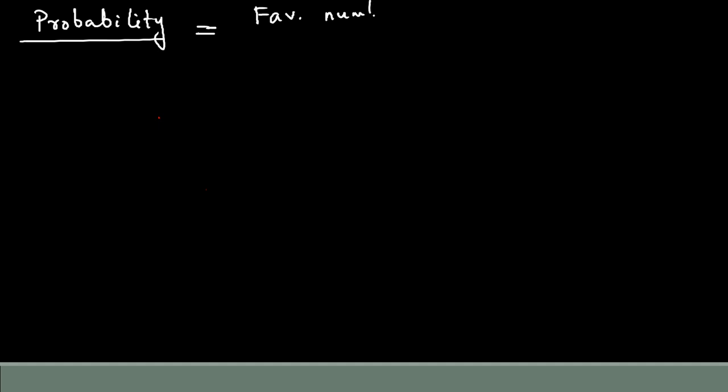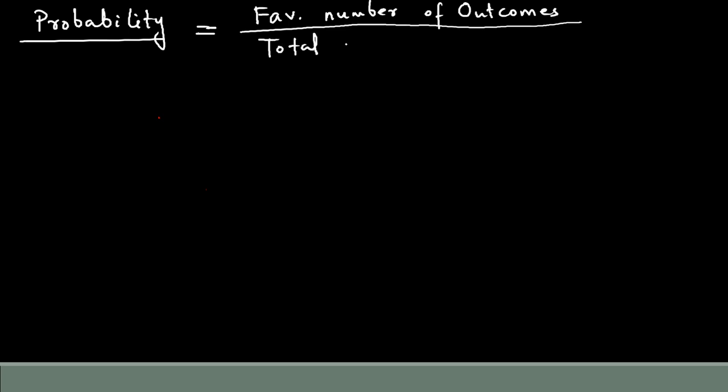Okay, so now let's go with the classical definition of probability. What is probability? Probability means favorable number of outcomes divided by total number of possible outcomes. First let me write this: favorable number of outcomes divided by total number of possible outcomes.